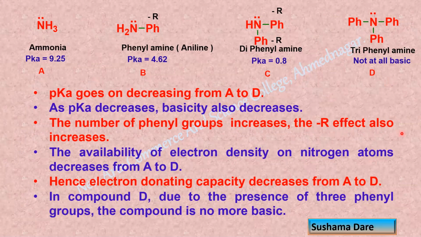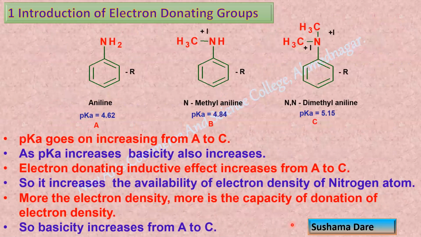As the electron withdrawing resonance effect goes on increasing, the availability of electron density on the nitrogen atom decreases from A to D. Hence, electron donating capacity decreases from A to D. So, in compound D, due to the presence of three phenyl groups, the compound is no more basic. This is the first factor, that is introduction of electron donating groups.